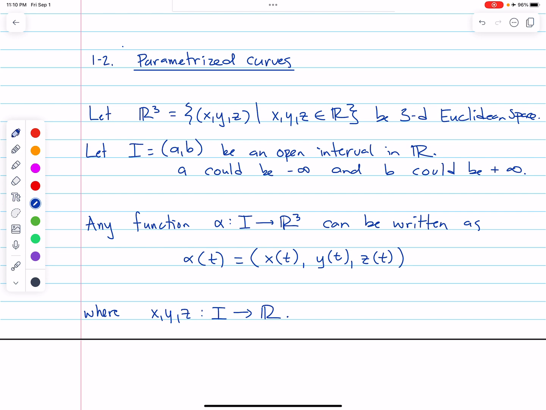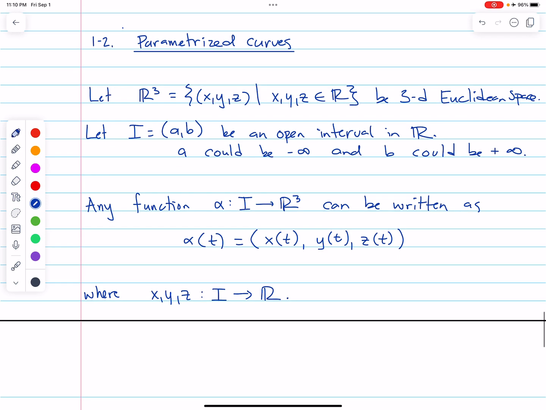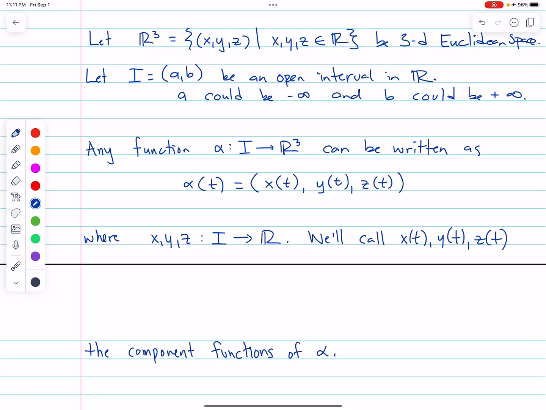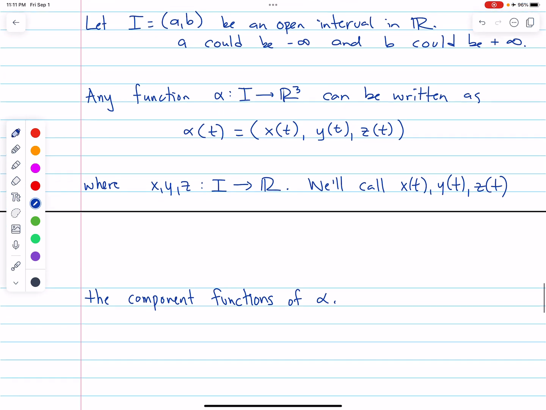So these functions give us a convenient way to describe this alpha. And so we'll call x of t, y of t, and z of t the component functions of alpha. They give us a nice way to describe the function alpha, and we'll also call t the parameter of alpha. So we've got our component functions, which are essentially just telling us the x, y, z coordinates, and then the parameter is the thing that we're inputting in there.